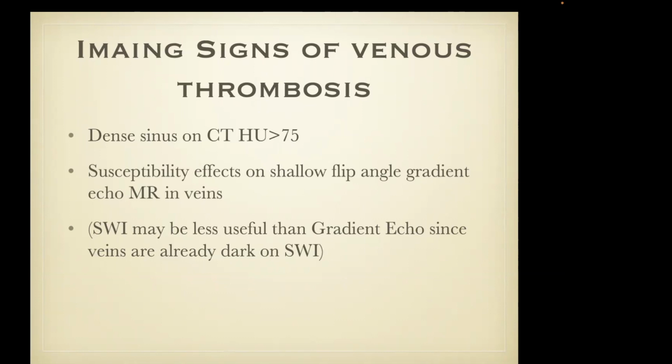I'm going to allow a little bit of slack there. So again, you have to pick a number so you don't have false positives and false negatives. But I think once you get to 75, then you can be pretty sure you have thrombus in the vessel. You want to look for susceptibility effects on gradient echo MR. Remember, SWI may not be as useful because on SWI, the veins are already dark.